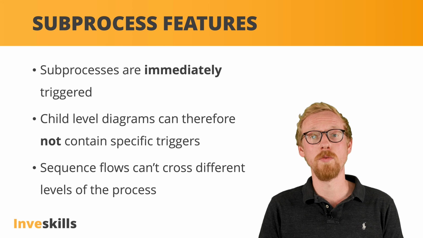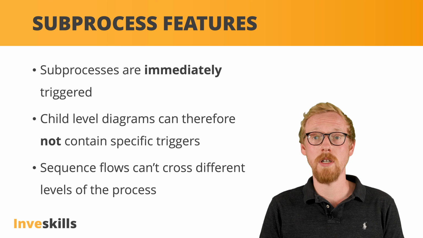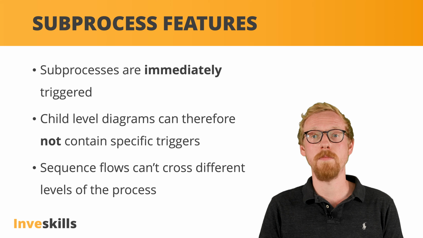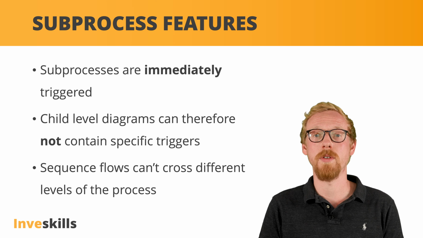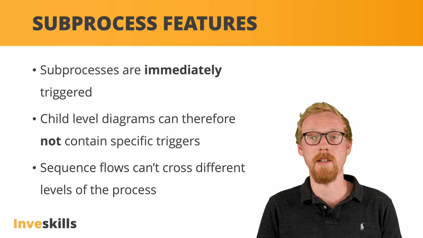Subprocesses have the same containment rules as pools. Sequence flows cannot cross subprocess boundaries, since that would mean that a process flows from one level to another, while a subprocess should have a clear start and end state.